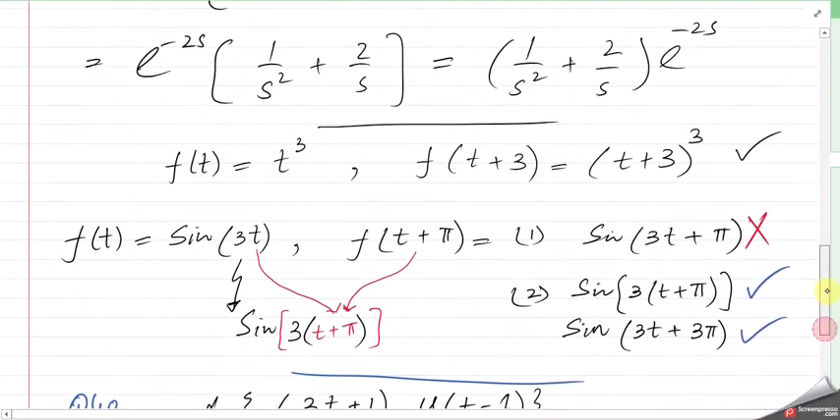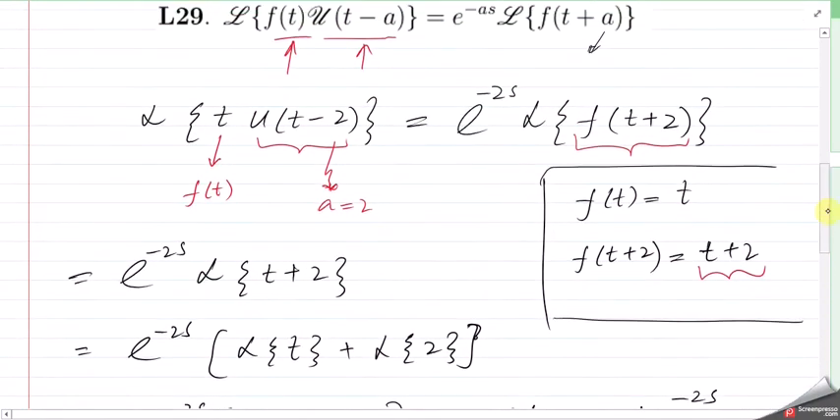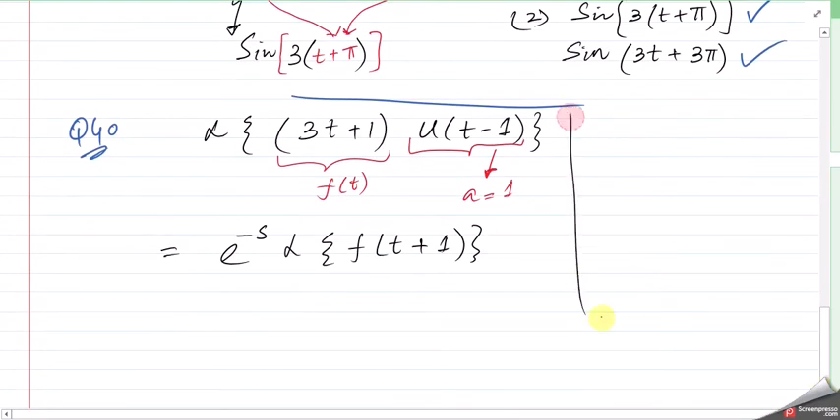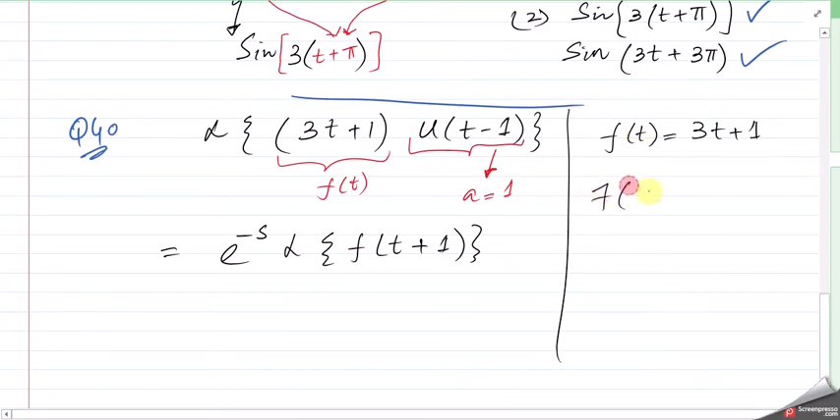Remember the difference: it is t plus a. So the minus a goes with the minus s, and plus a here. This time the shift is plus a here. Now we have to figure out our f of t is 3t plus 1, and we have to make f of t plus 1. First of all, I'll write it again. So f of t is 3 multiplied by t plus 1.